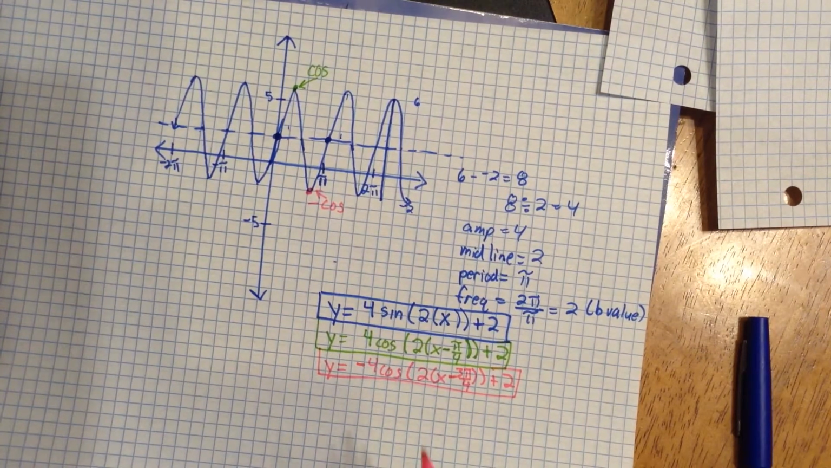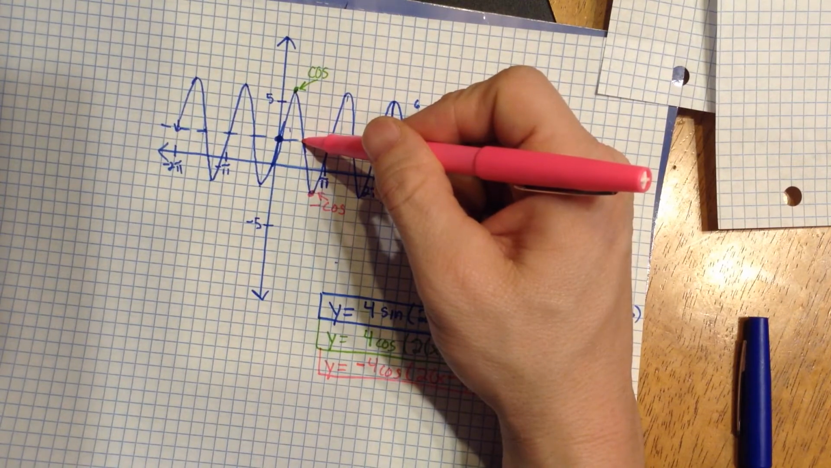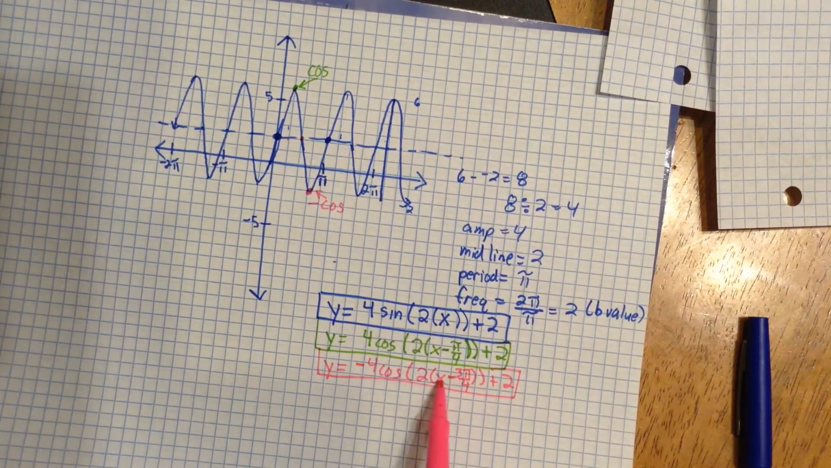And we could do a negative sine if we wanted. A good starting spot for negative sine would be right there. So a negative sine would have an x minus pi over 2. And that's how you do it.